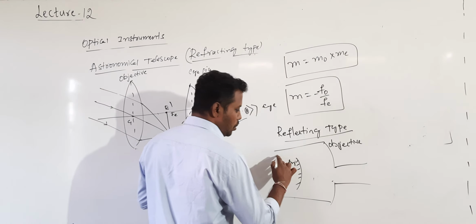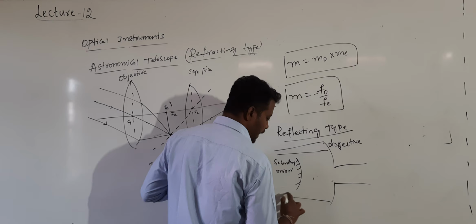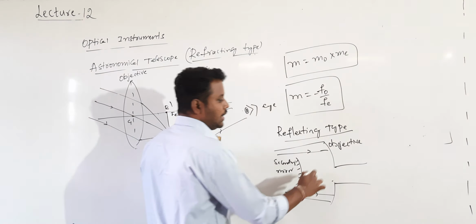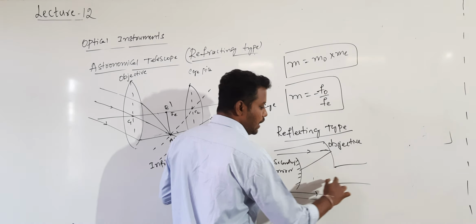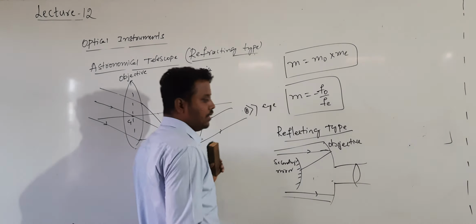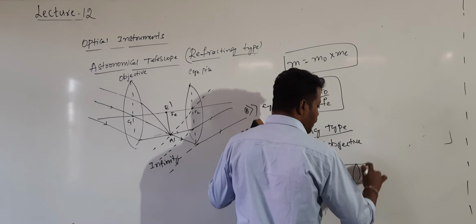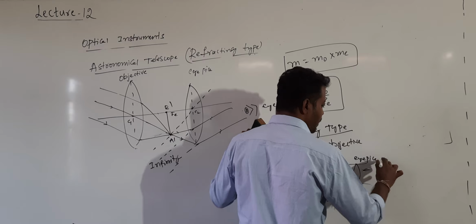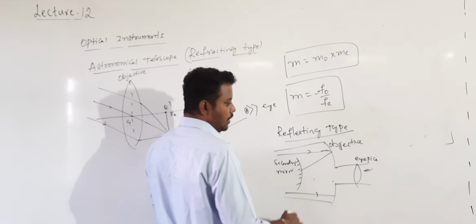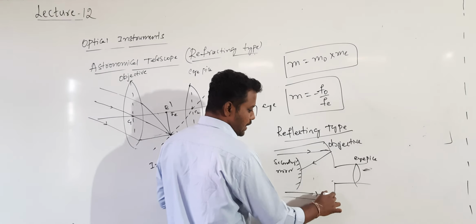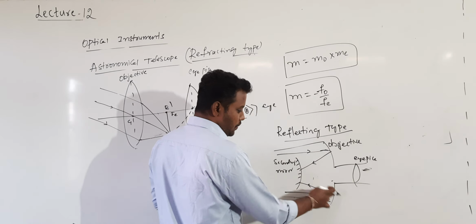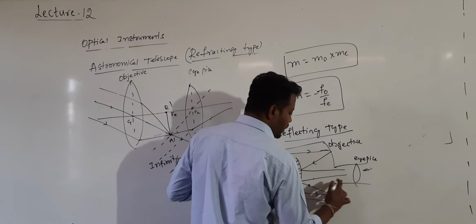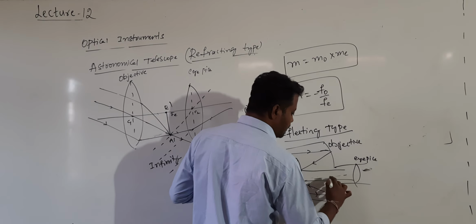Now light rays are allowed into this pipe and fall on the objective mirror. Now what happens? The light rays will be reflected. And here the eyepiece will be there. In this telescope the objective is a mirror, and the eyepiece is a lens only. Light rays are reflected here, this light ray is also reflected here. After reflection, they are incident on the secondary mirror, and again they will be reflected, so again they reach the eyepiece.